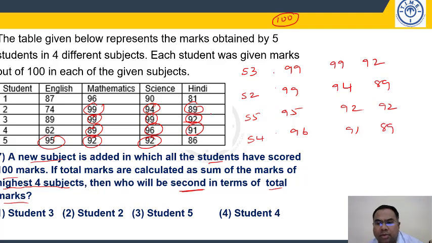So I have to take total marks as total of highest 4 subjects. 4th subject is 100, 100, 100, 100, same for everyone, ignore that. Now, who is highest here? Clearly 99 in all. If you observe these 4 students, 99 is highest. Here also student 3 is highest. Here also student 3, 99, 92. So in all the three subjects, student 3 is highest, so is number 1. Now we don't want number 1, we want number 2, second in terms of total marks.